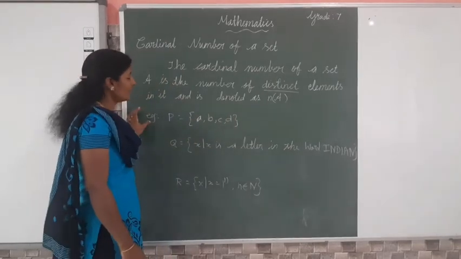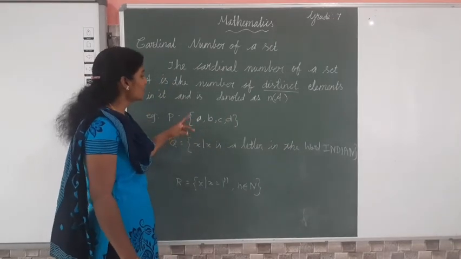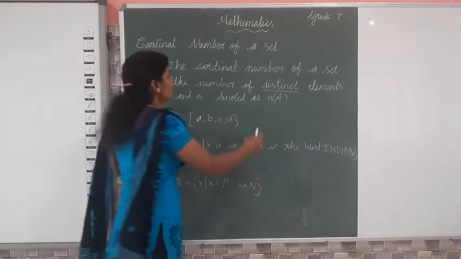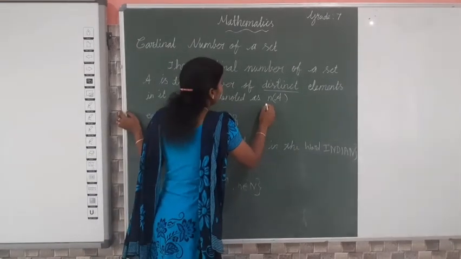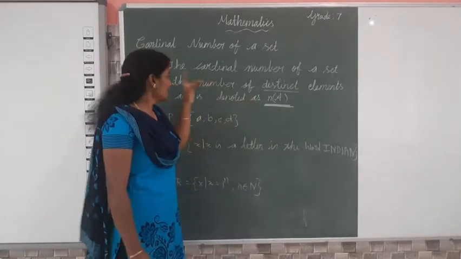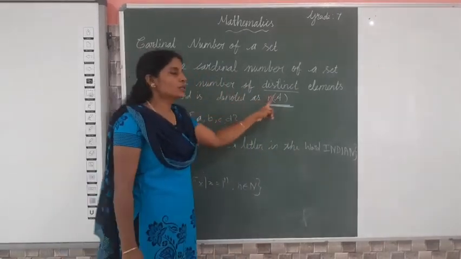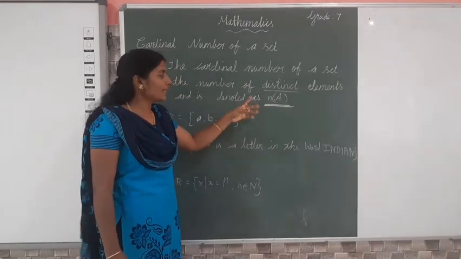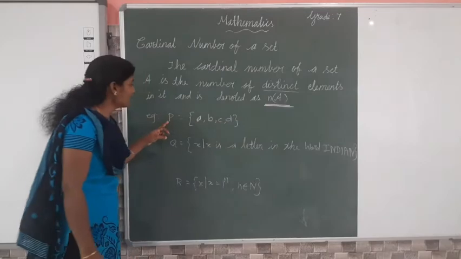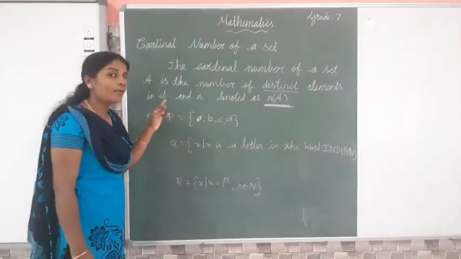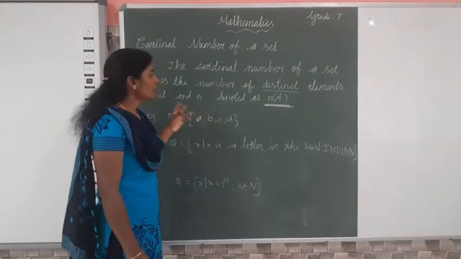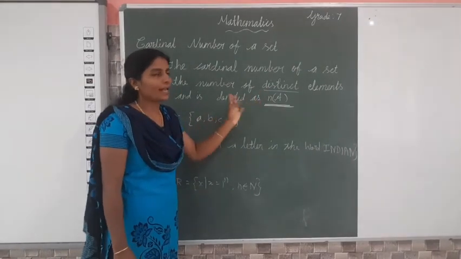Now listen. Set P is equal to A, B, C, D. The cardinal number is denoted as n of the set name. Set name is A, so n of A. Set name is B means n of B. Now here the set name is P, that is n of P. Like this.